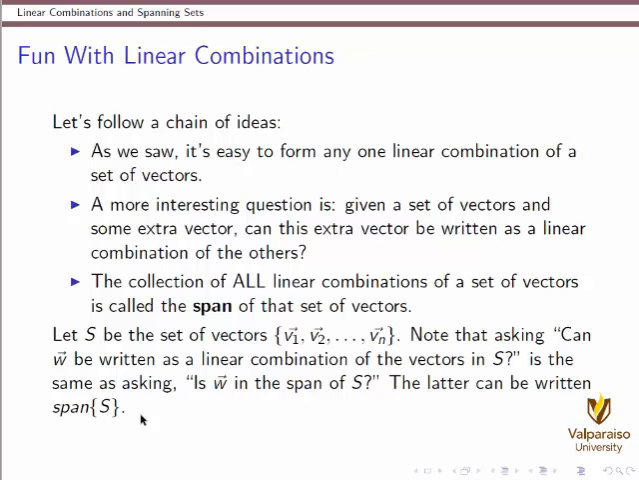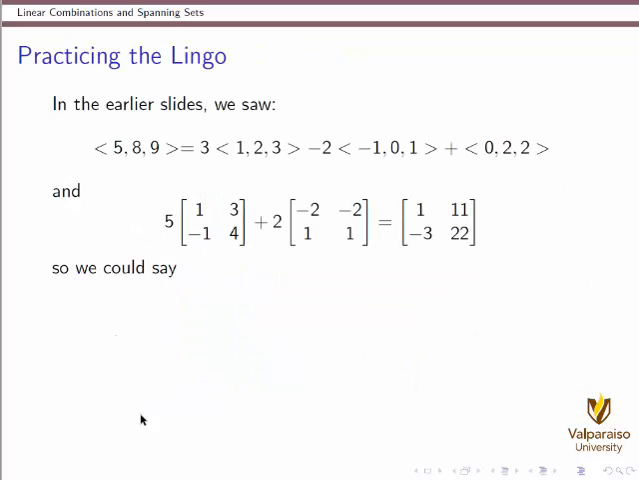And to shorten it up, the notation is span S with the S in squiggly brackets, because S is a set of things, and so the squiggly brackets denote that. So to just practice with that terminology, here are the two examples we saw earlier. A linear combination of vectors from R3 producing the vector 5, 8, 9, and a linear combination of two 2x2 matrices producing a third 2x2 matrix.